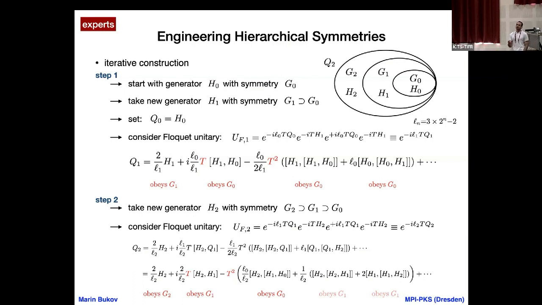Now if you look into the second order term, there are nested commutators between H1 and H2. They will obey the group G1, similarly to before, but there's also this nested commutator which has H2, H1, and H0. And this one has a symmetry group essentially G0. So now you can see how I'm pushing the symmetry group to higher and higher order in the inverse frequency expansion. What I'm not going to show you, just because it's not easy to follow, is the induction step. But in principle, you can keep doing this process over and over again, and you can prove that every time you'll be pushing the symmetry one order.